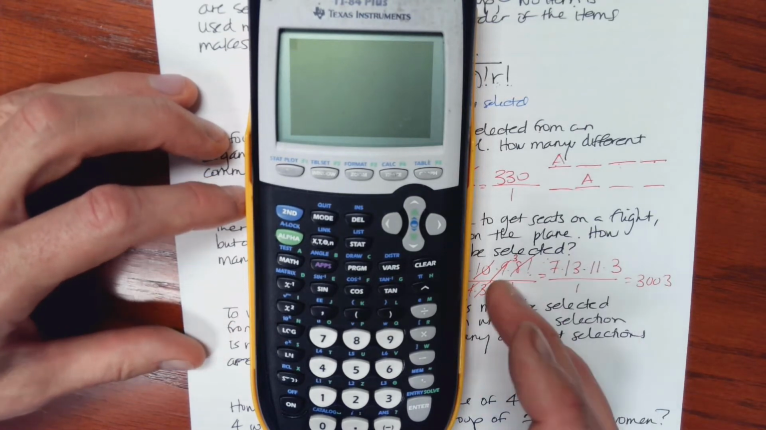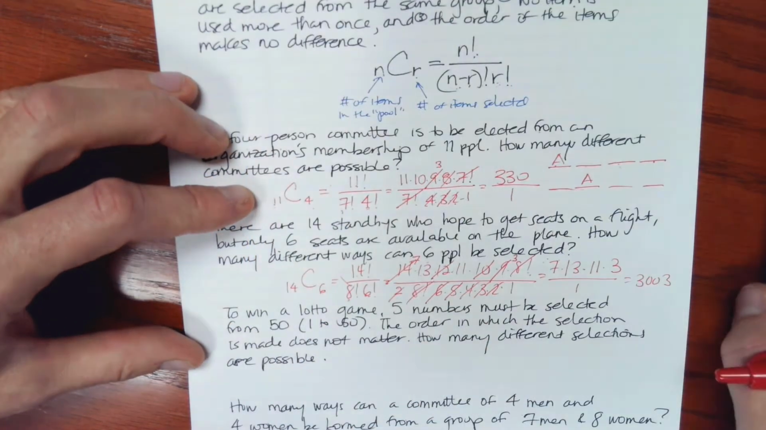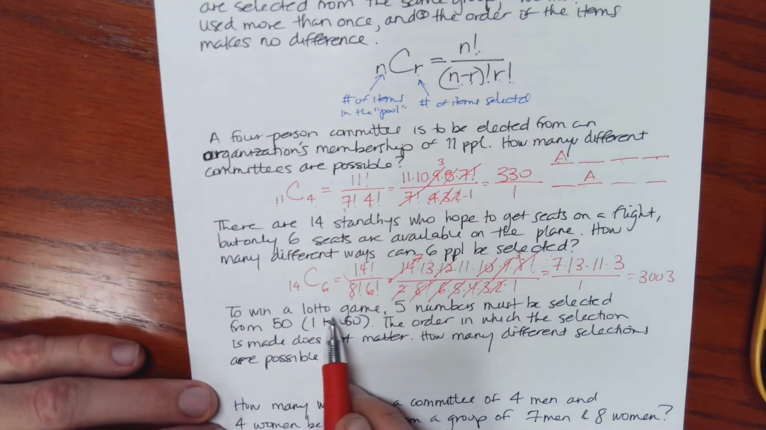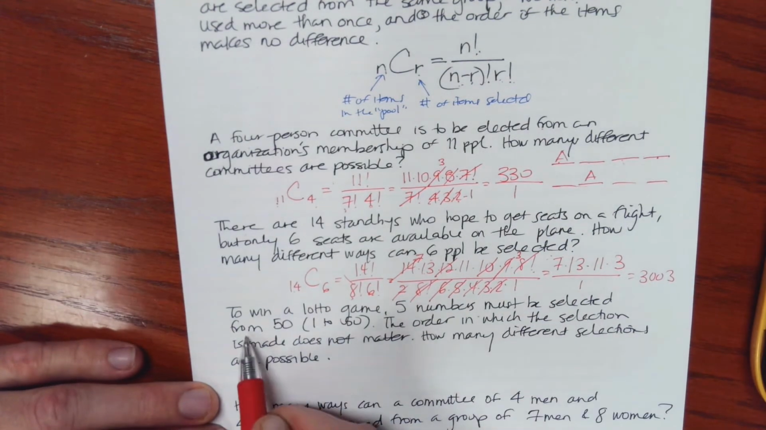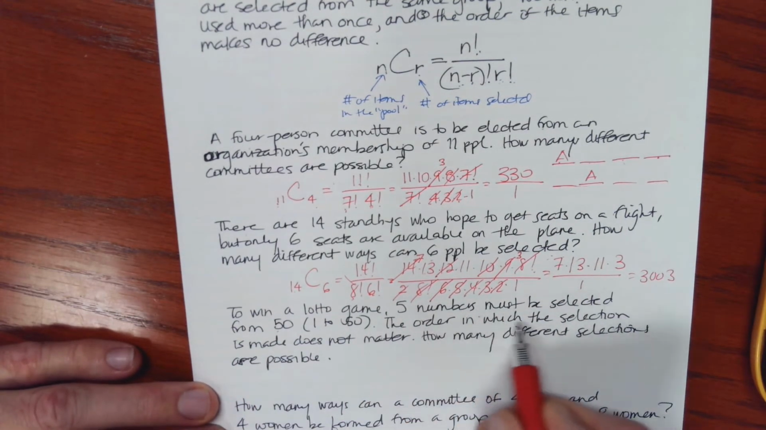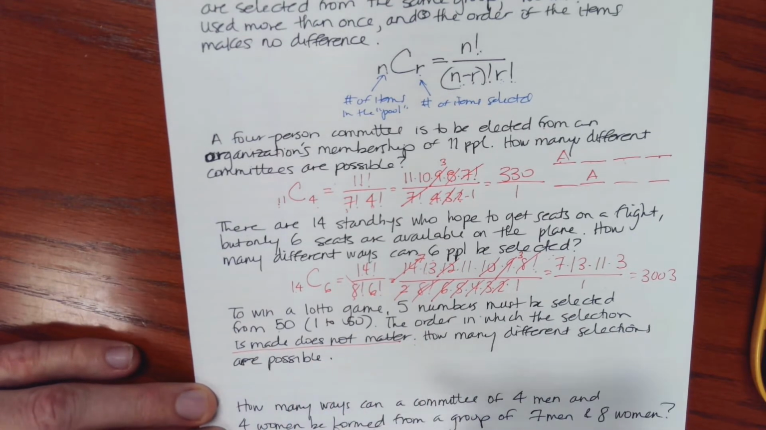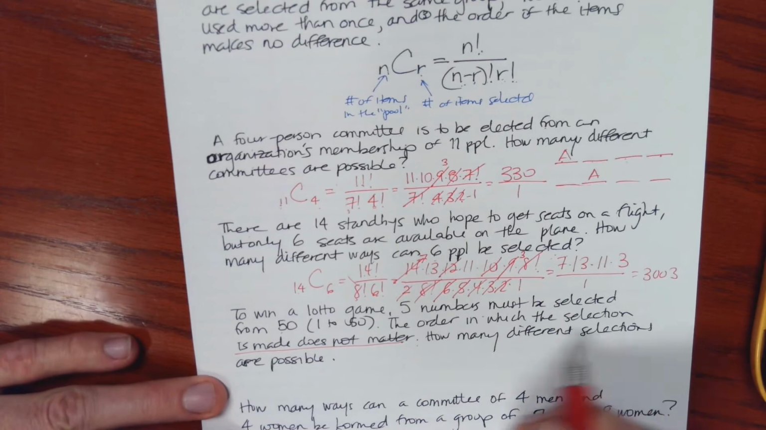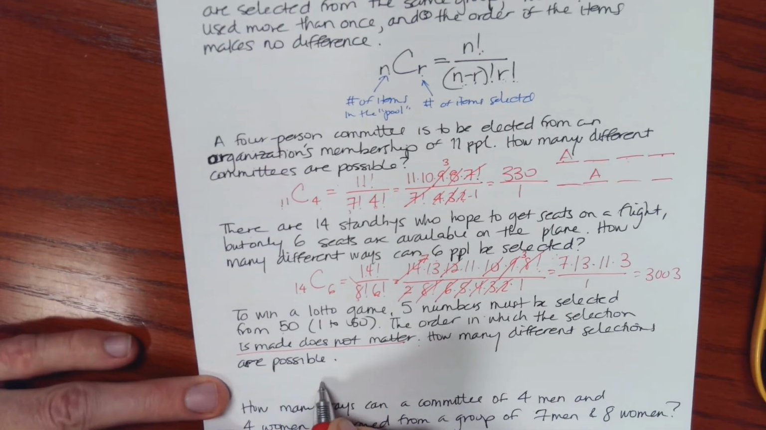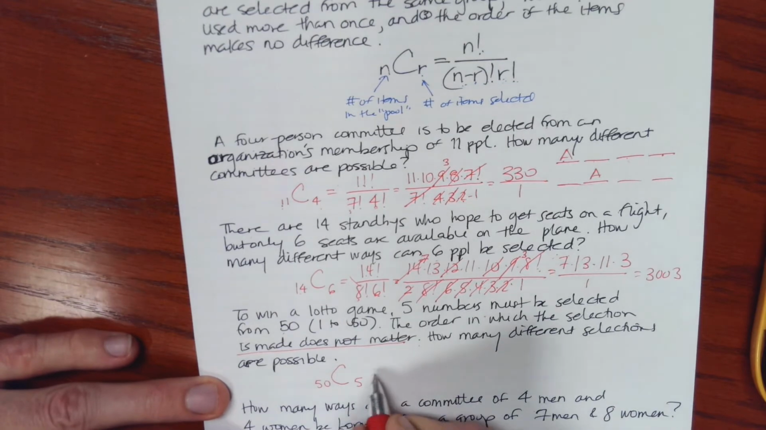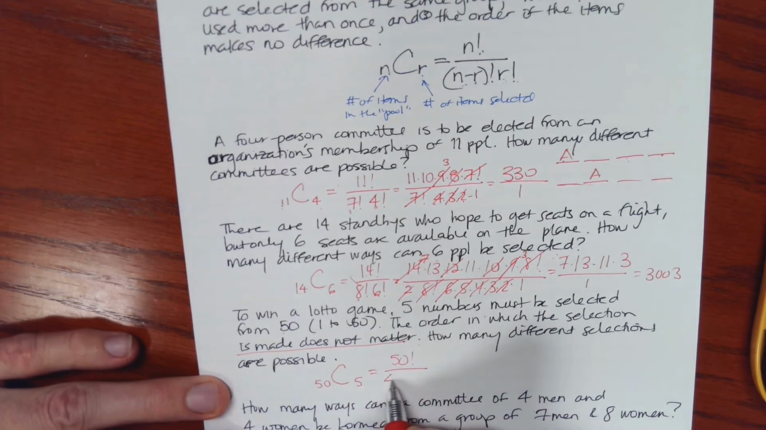Okay, so let's look at another example. To win a lotto game, 5 numbers must be selected from 50. The order in which the selection is made does not matter, so we know immediately that this is a combination. How many different selections are possible? Well, I have 50, but I'm only going to choose 5. And so I'll take 50 factorial, and then 45 factorial, and 5 factorial.